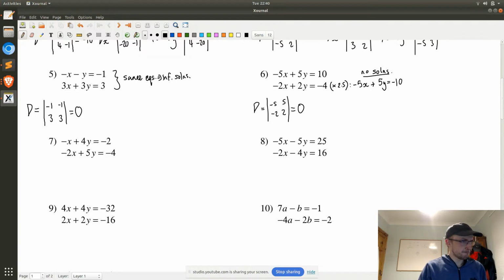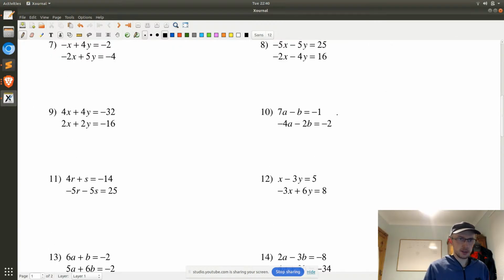Check. Good. Infinitely many solutions and no solutions at all. Lines that lie on top of each other, lines that are coincident, and lines that are perfectly parallel to each other. That's the visualization of it. Next two.